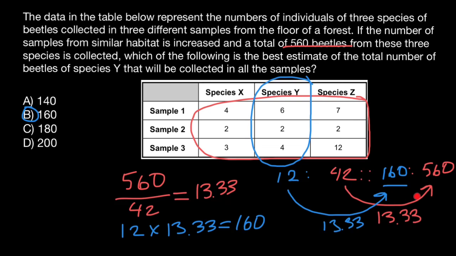If we are going to collect 560 beetles from three samples, three species, and if the ratio is going to be the same, then we expect that we are going to get 160 beetles of the species Y.